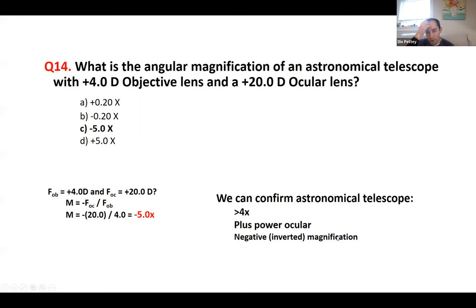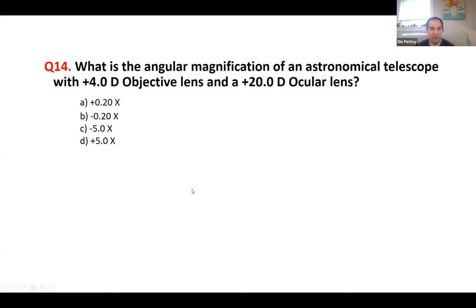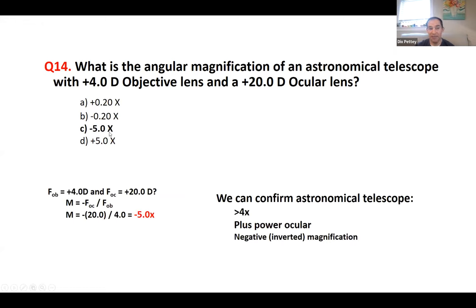So for angular magnification, the answer is C, minus 5x. This gets back into the question of the minus versus plus on magnification. The equation for the telescope is magnification equals the negative power of the ocular over the power of the objective. The reason the negative matters is that a negative magnification will give an inverted image. So it's still magnifying it. When you use an astronomical telescope, it still gives you a larger image, but it will be inverted. In other words, everything you look at will be upside down.